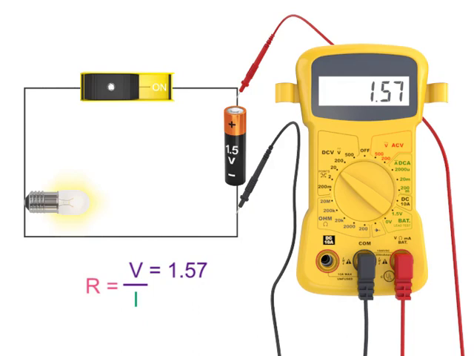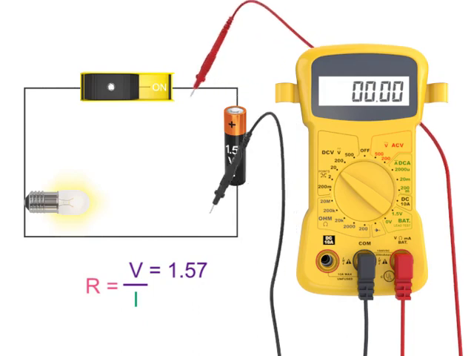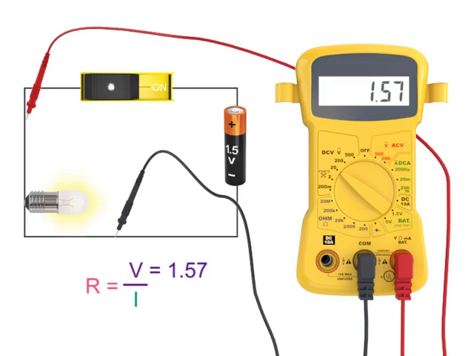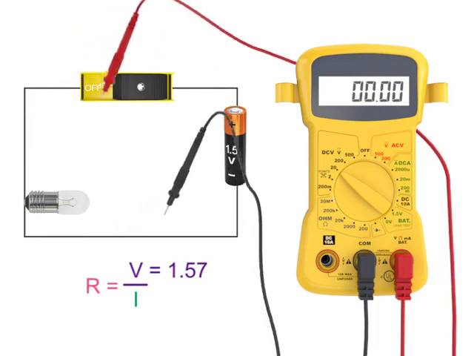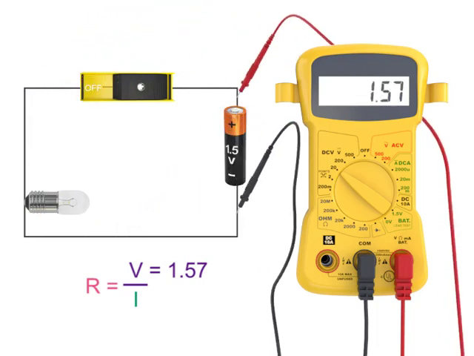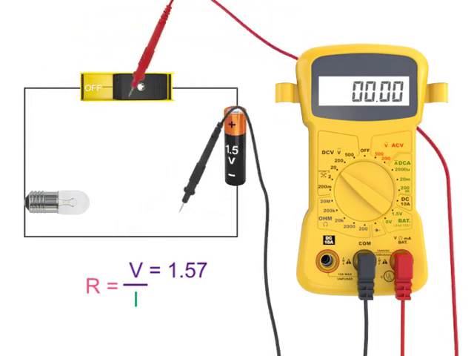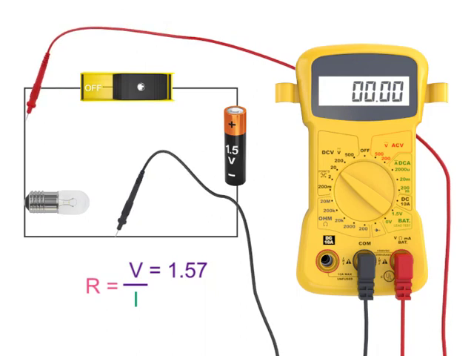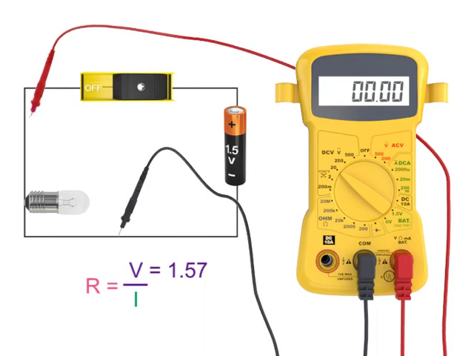Now let's measure the voltage across the light bulb. As expected, with current flowing, it too is 1.57 volts. Now, if we put the switch in the off or open position, we will still see the voltage across the battery. However, the voltage across the bulb will be 0. This is expected, as the light bulb, which is the load in this circuit, only has a voltage across it if a current is present.